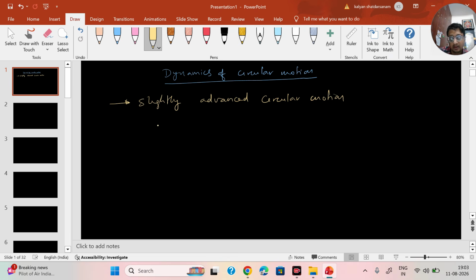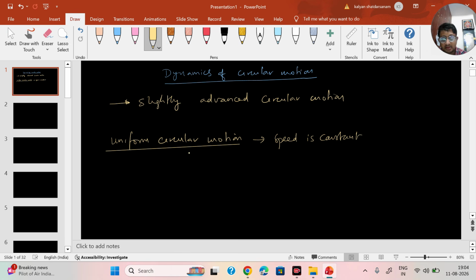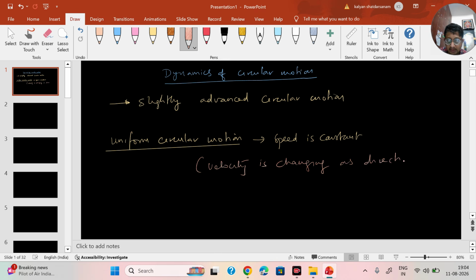So first I told you long back about uniform circular motion, where speed is constant. So in this circular motion, speed is constant. Velocity is changing anyway because direction is changing in circular motion.